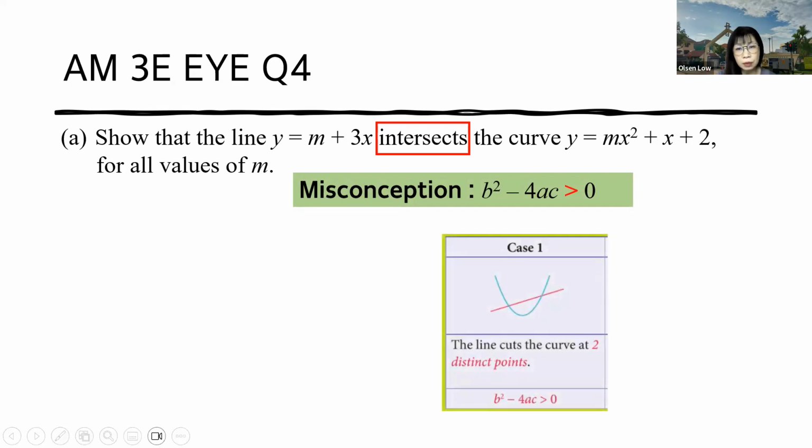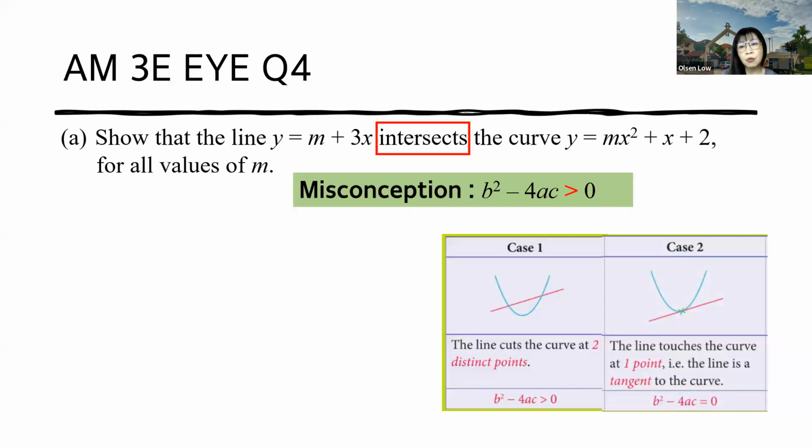When discriminant is greater than 0, we know that is when the line intersects the curve at 2 points. That is why we have b squared minus 4ac is greater than 0. However, if you look at the question closely, you notice that the question did not indicate whether the line intersects the curve at 2 points. So what could be the other scenario? The line can also intersect the curve at only 1 point, so not necessarily 2 points. Therefore, in this case, we will need to consider the other condition, that is discriminant is equal to 0.